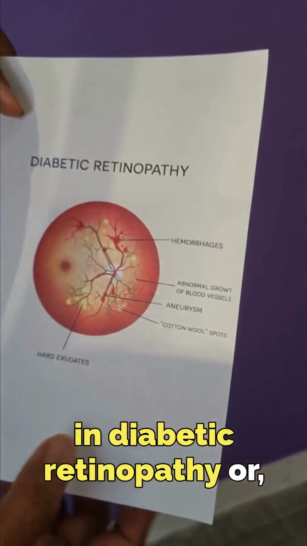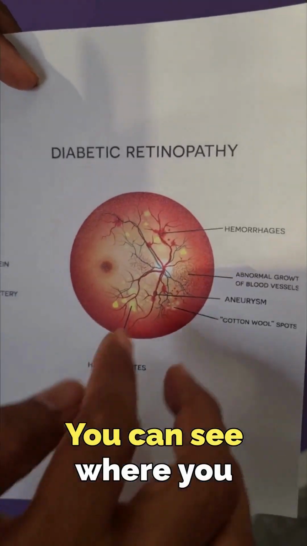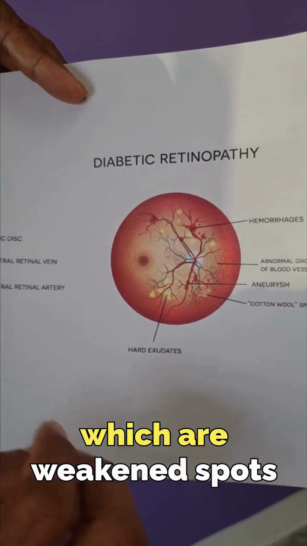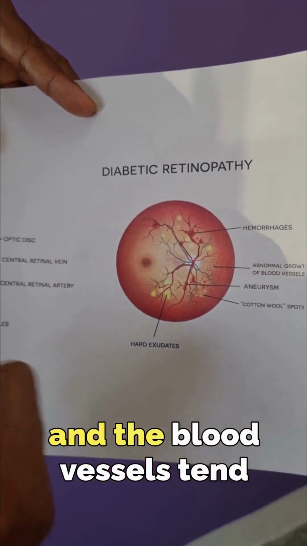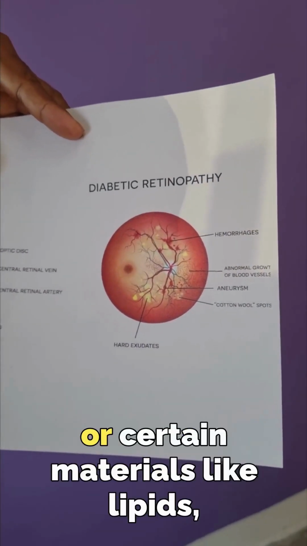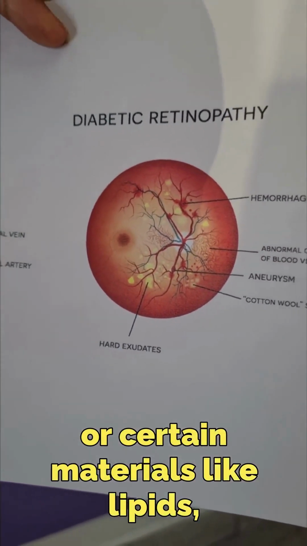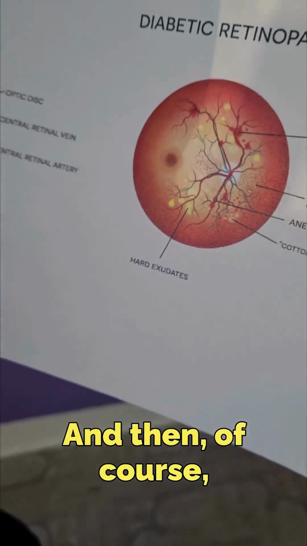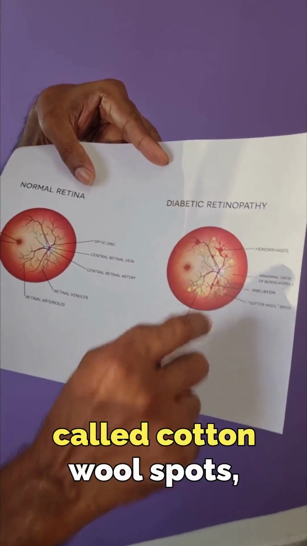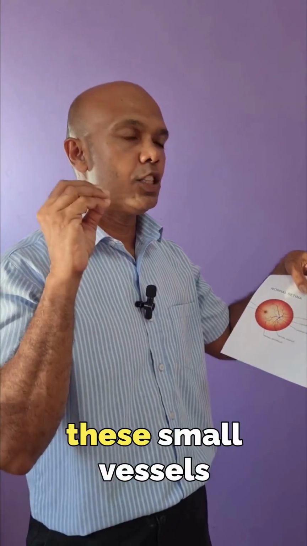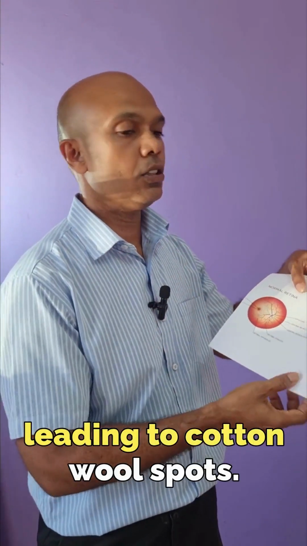Now in diabetic retinopathy or diabetic eye disease, when you compare, you can see there are certain problems. You have hemorrhages, you have aneurysms, which are weakened spots of the blood vessels, and the blood vessels tend to bulge in those areas. You have a leakage of certain materials like lipids and albumin, which will form what are called hard exudates. And then there are cotton wool spots. What happens there is that there's reduced blood flow in the small vessels of the retina, leading to cotton wool spots.